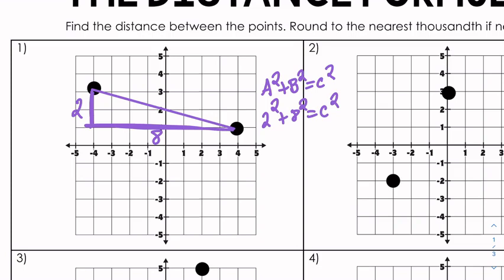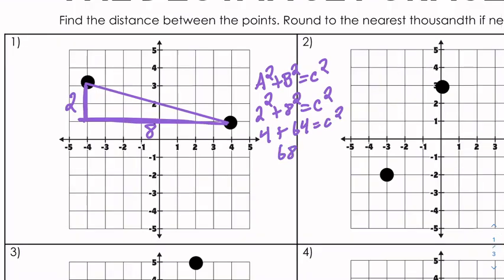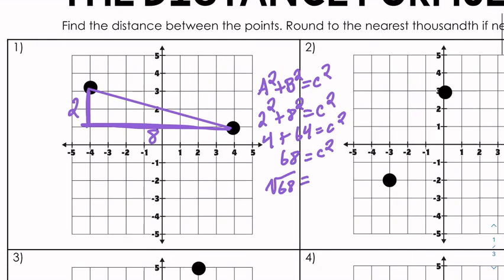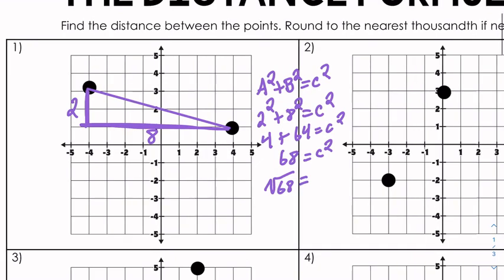2 times 2 is 4. 8 times 8 is 64. We're going to add them together, and then we're going to find the square root of 68 for our final answer. The square root of 68 is 8.2.